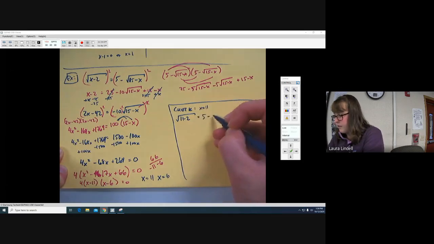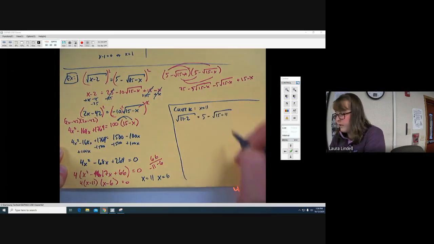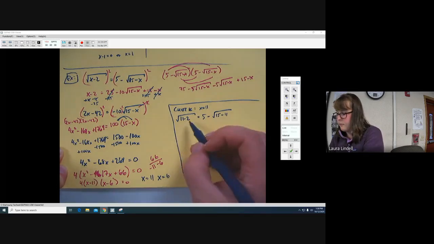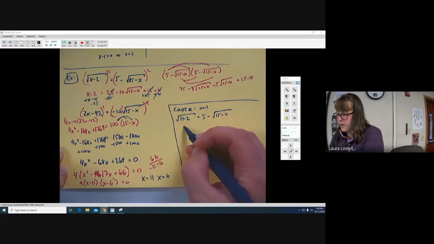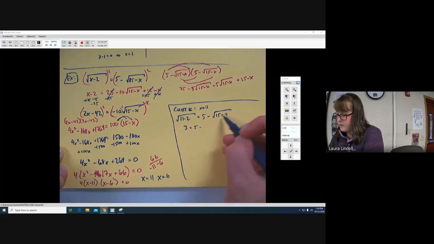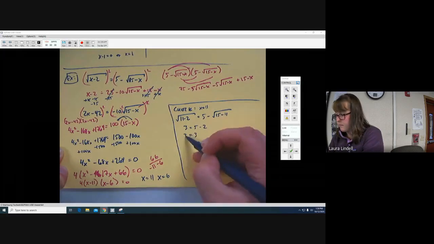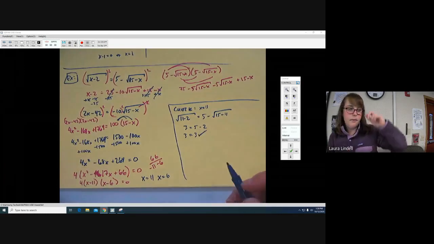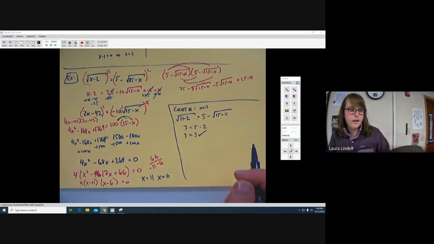And then 5 minus the square root of 15 minus 11. 11 minus 2 is 9. The square root of 9 is 3. 15 minus 11 is 4. The square root of 4 is 2. And we get 3 equals 3. So we're all good there.